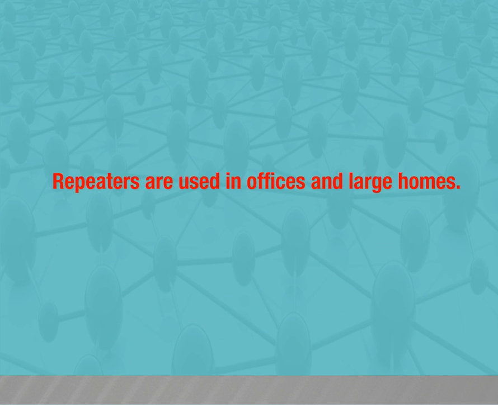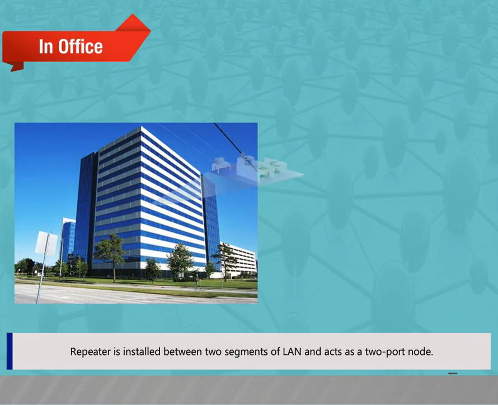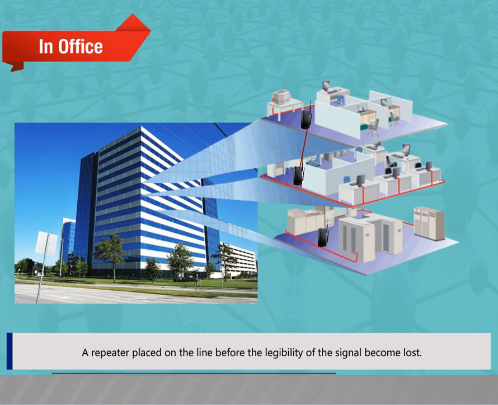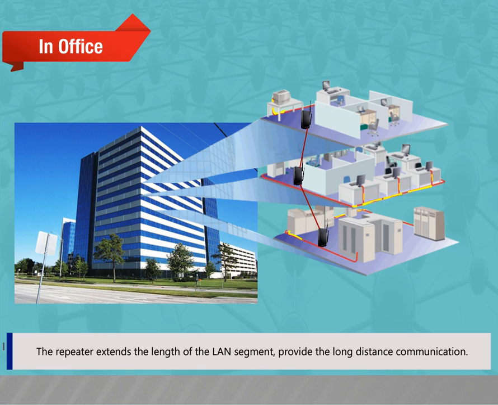Repeaters are used in offices and large homes. In office, repeater is installed between two segments of LAN and acts as a two-port node. A repeater is placed on the line before the legibility of the signal becomes lost. The repeater extends the length of the LAN segment, providing long-distance communication.